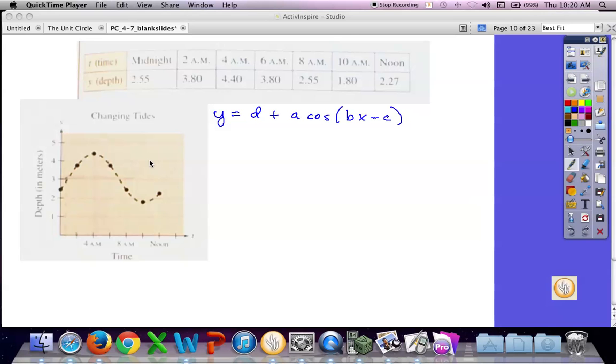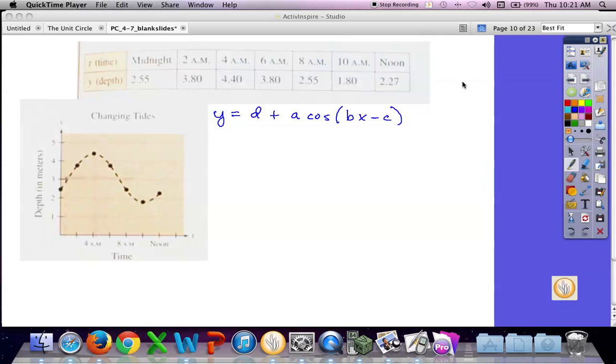It says that throughout the day, the depth of water at the end of a dock varies with the tides. The table shows the depths in meters at various times in the morning. So here's the data. If we're going to use these for our x and y values, the y values are pretty easy, because there they are. But what are we going to use for our x's? Let's say midnight is 0, and that's 2, and that's 4, and it goes all the way up to noon. What are you going to use after noon?